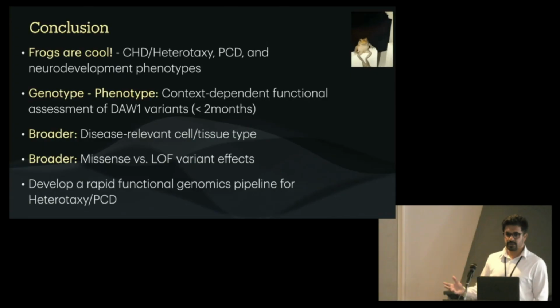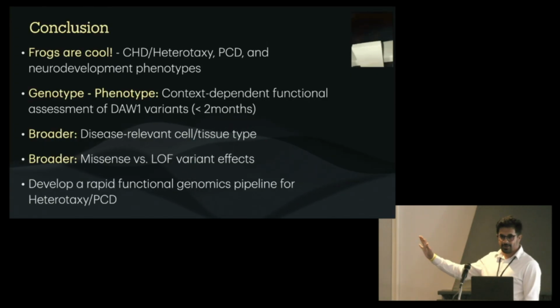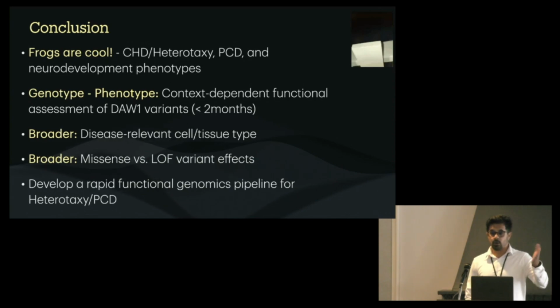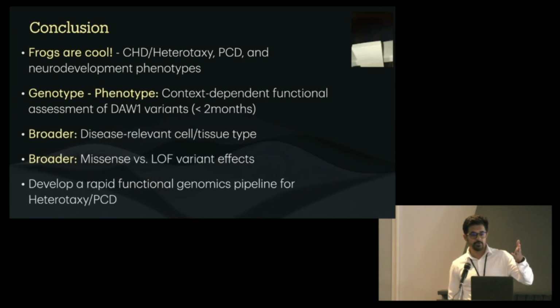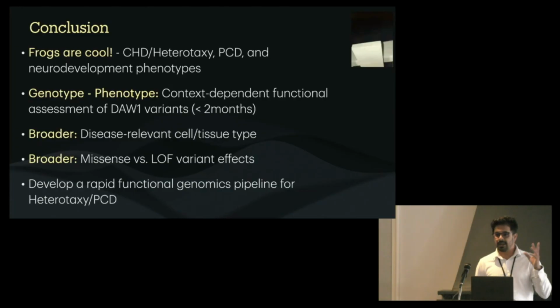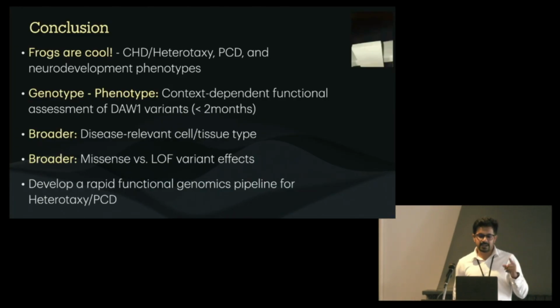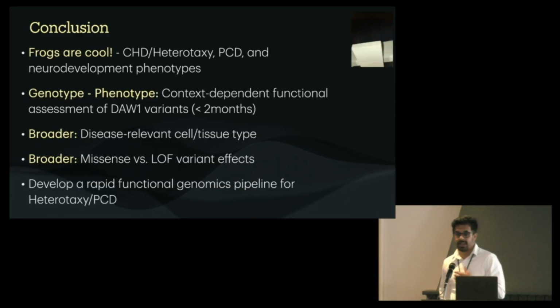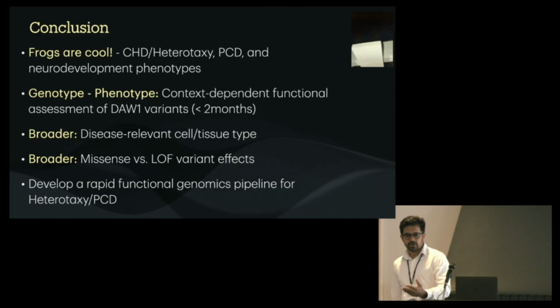And so, just to conclude, we already established that frogs are way cooler. They can be used for CHD heterotaxy phenotype. They can also be used for the PCD analysis of VUSs in the same animal system. And the thing that I have not shown is that they can also be used for neurodevelopmental phenotypes by looking at their brain because they are transparent. The second thing is in frogs, we can actually generate genotype-phenotype correlation and show context-dependent functional assessment of the variants, why they are functioning to be pathogenic in one context but not another.